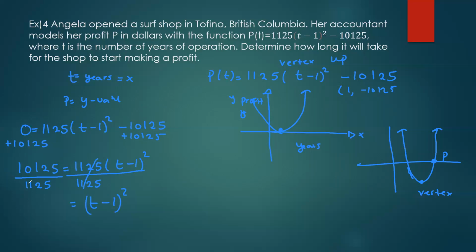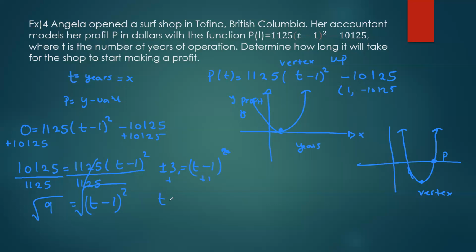Okay, so what is 1025 divided by 1125? I think that comes out nicely as 9. So let's solve for T. So we're going to take the square root of both sides. So on the left side, you're left with plus or minus 3. And then on the right, you're left with T minus 1. Still squared? Oh, no, we just square rooted that. So there's T minus 1. So then you have to add 1 to both sides.